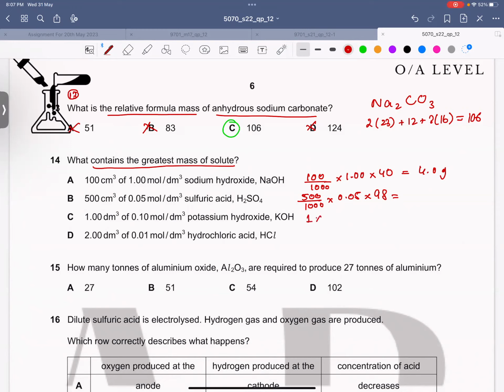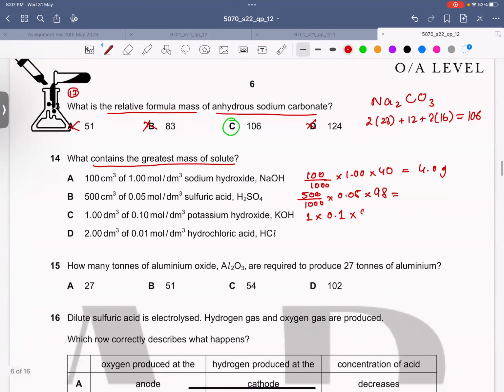Okay. It is 1 times 0.1 times 39 and 16, 56. 2.45 grams. 2 for the third one. 2 times 0.01 times 36.5. 5.6. And what about the D option? So D, B, and A are wrong, and C is your correct answer.